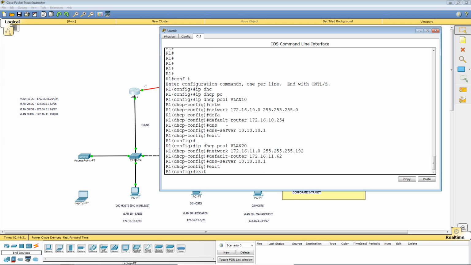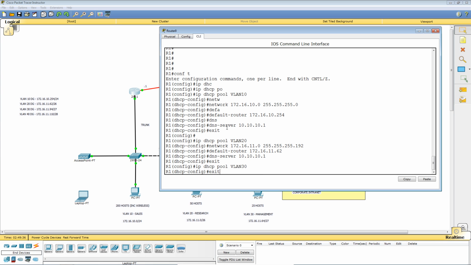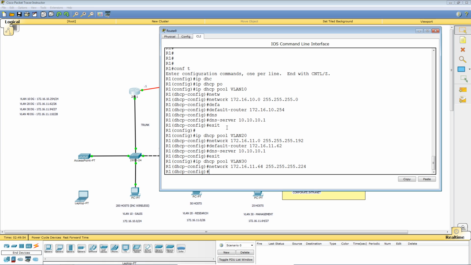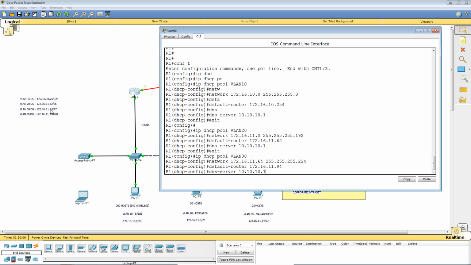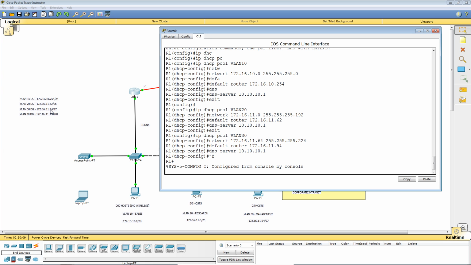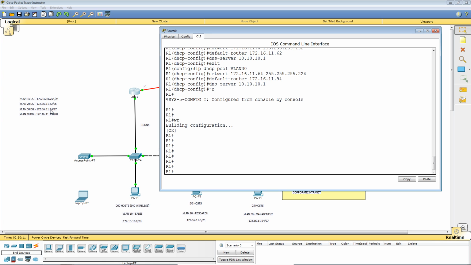Now let's do VLAN 30. Network 11.64. And subnet mask /27, which is 224. Default router of, where is it? It's on the board there, 11.94. DNS server 10.10.10.1. Control Z, WR, job done.